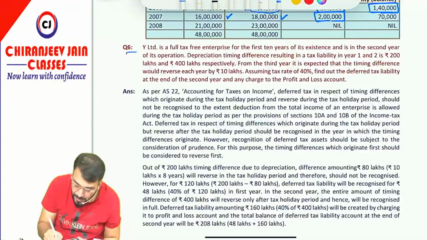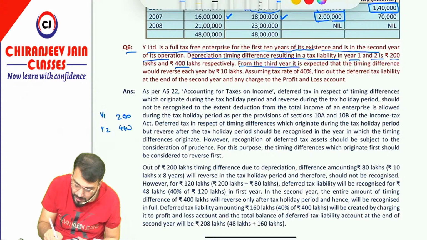Question number 6. Y Limited is a full tax free entity for the first 10 years of its existence. Depreciation timing difference resulted in a tax liability for year 1, 200, and year 2, 400. Means year 1 and year 2, 200 and 400.